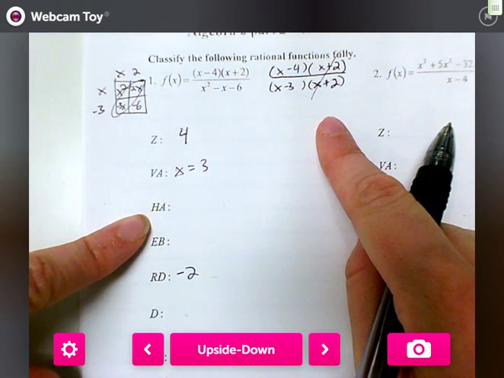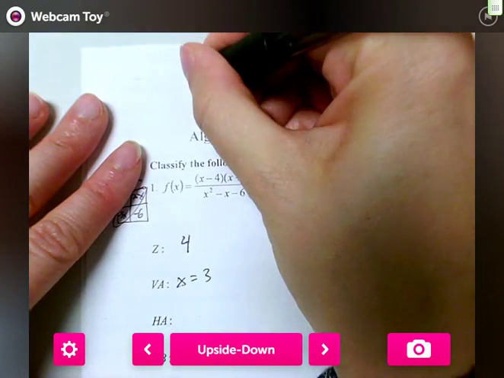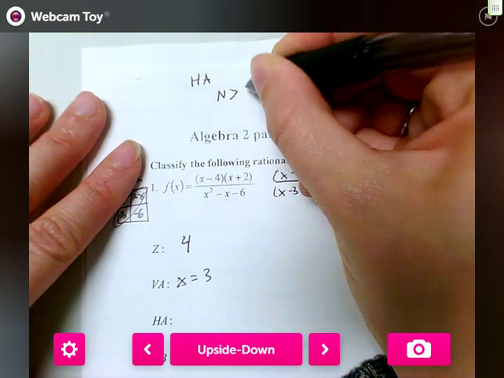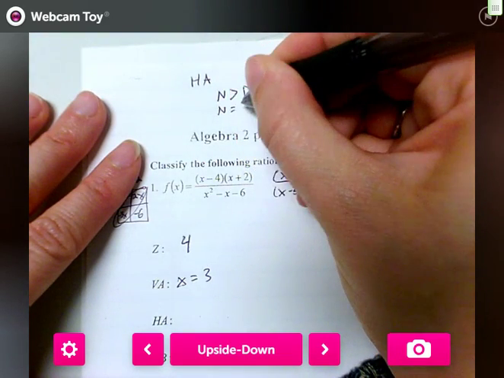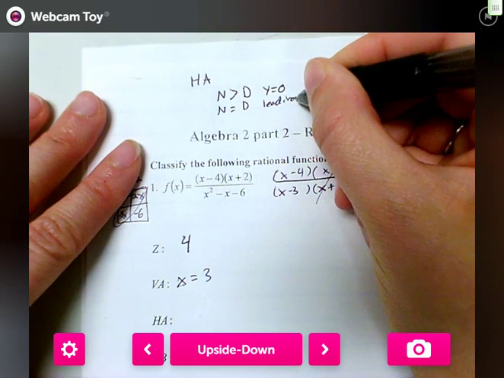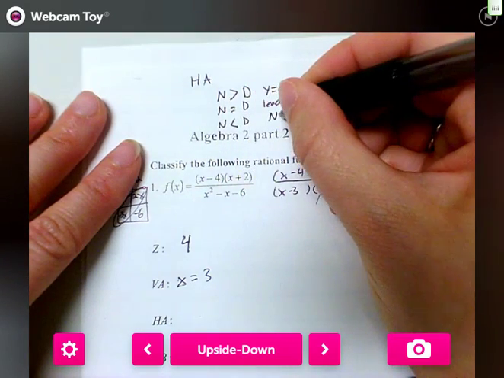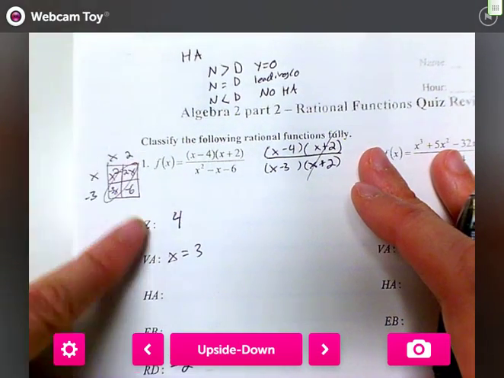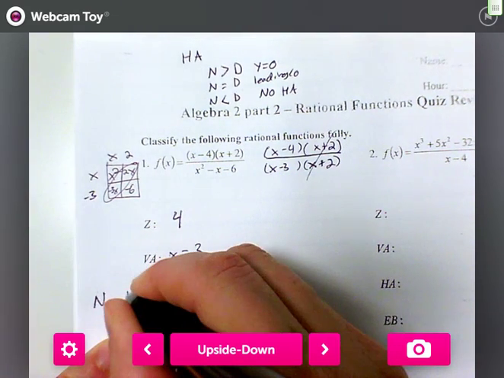Horizontal asymptote. So I'm going to look up on the board again. I'm going to write this right here on the top so that I remember. Horizontal asymptote: if the degree of the numerator is bigger than the denominator, it's y equals 0. If the numerator is equal to the degrees on the denominator, it's the leading coefficient. And if the numerator is smaller than the denominator, there is no horizontal asymptote. None. Okay?